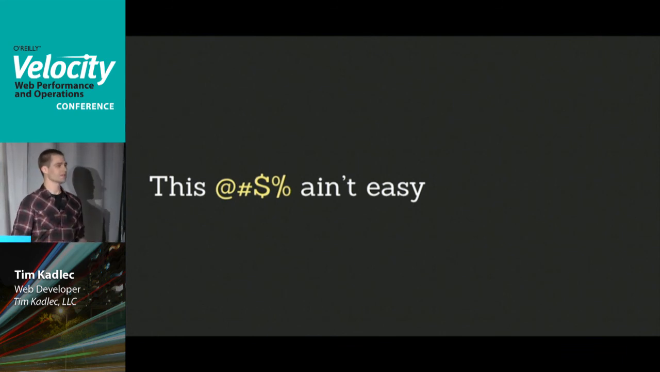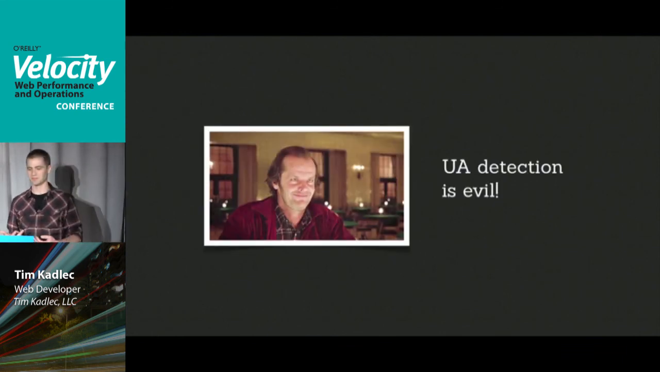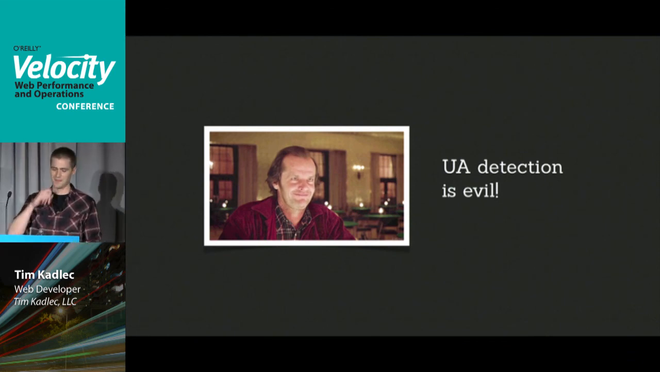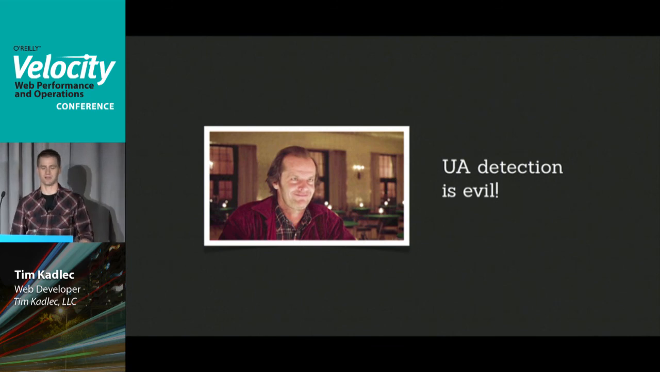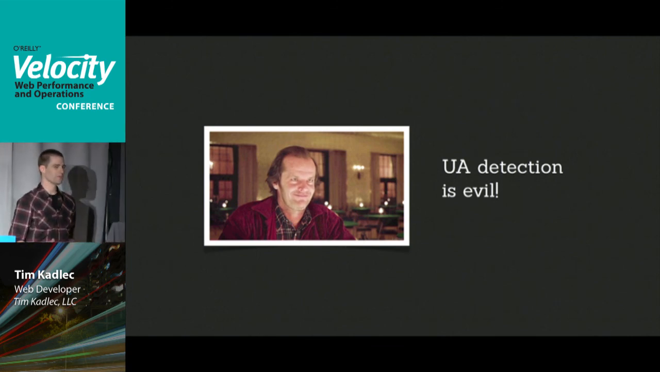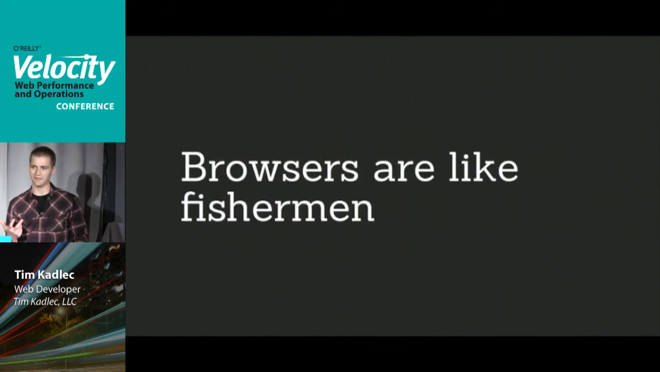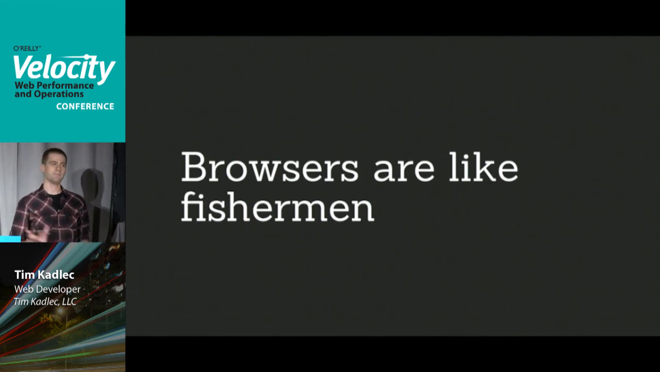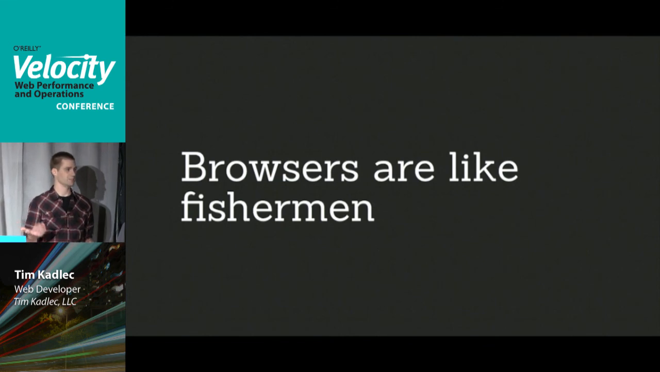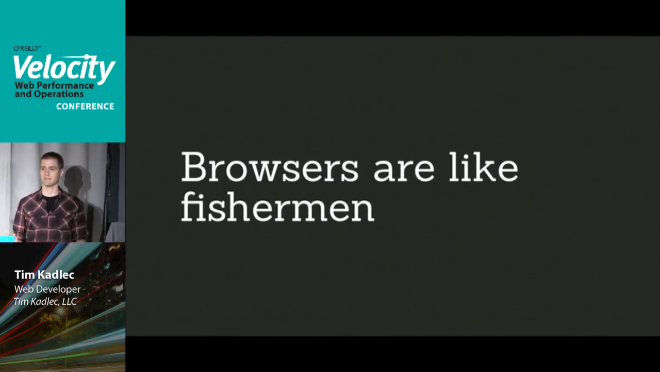And so you hear a lot of this "UA detection is evil" thing. You hear this from a lot of people, and a lot of people will promote feature detection: always use feature detection instead of UA detection. But the problem with that is that browsers are like fishermen. They kind of lie and exaggerate. So what might pass a feature detect may not actually be to the point where you want it. In some cases they'll support a certain property, but they'll perform horrendously with that property in place, or they'll only have partial support.